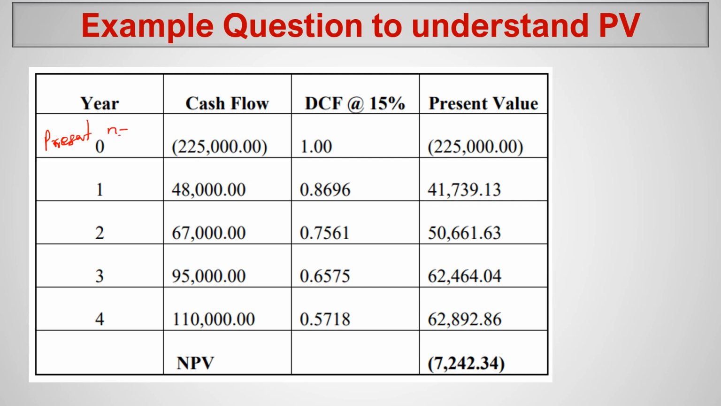So n equal to 0. This is first year, n equal to 1. This is second year, n equal to 2. This is third year, n equal to 3. This is fourth year, n equal to 4. And these are the cash flows given in this question.